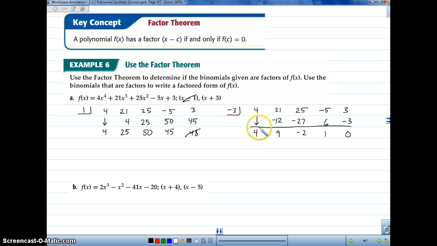Okay, this is the depressed polynomial down here. These are the coefficients of what we're going to use. So it says, use the binomials that are factors to write a factored form of f of x. So our factored form would be, we take the x plus 3 that is a factor, and we take the depressed polynomial with all of its terms replugged in. Again, it reduces from the original by 1 degree. So this is going to be 4x cubed plus 9x squared minus 2x plus 1.